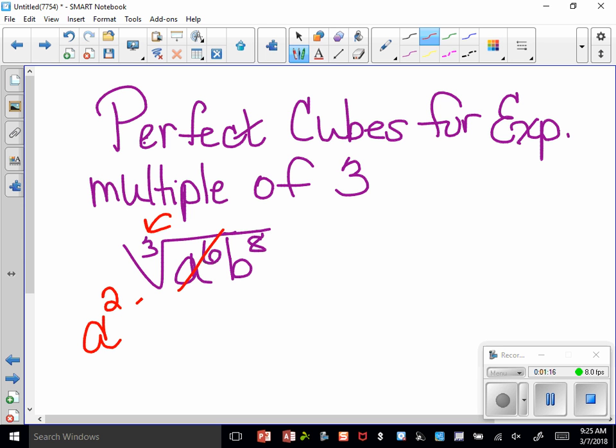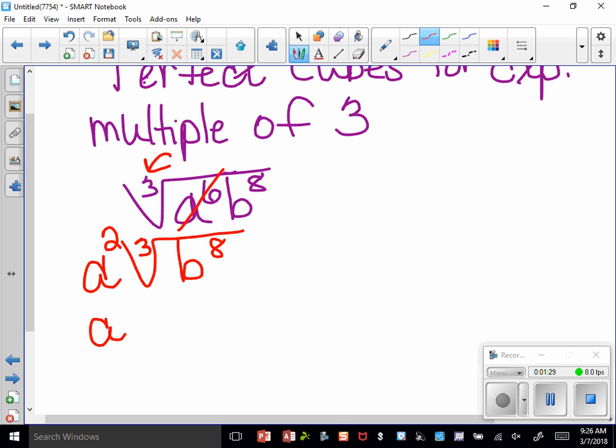Okay. Now, you still can simplify this b to the 8th, because just like we would break down those exponents to even and an odd number, you can break down the cube roots to a multiple of 3. So I'm going to break down this exponent to a 6 and a 2, because it has to be a multiple of 3. So the largest multiple of 3 in the number 8 is 6. 3, 6, 9. You can't go to 9. That's too far. So 6.